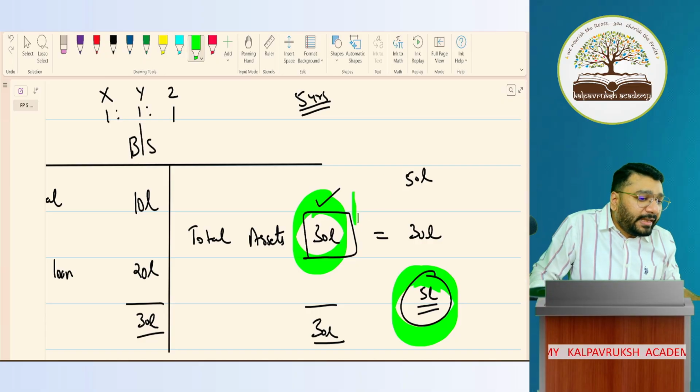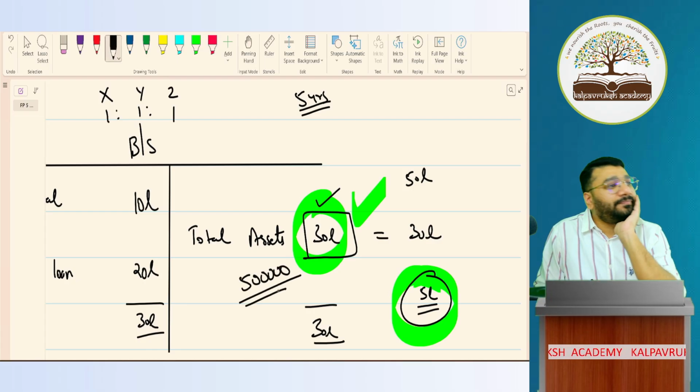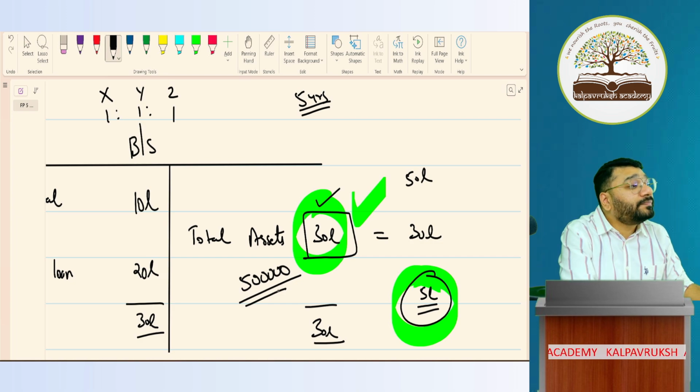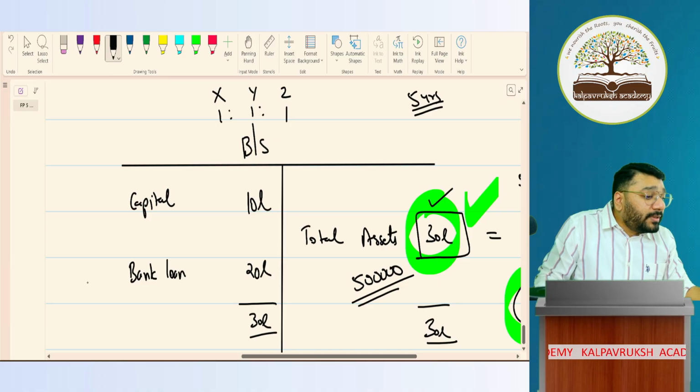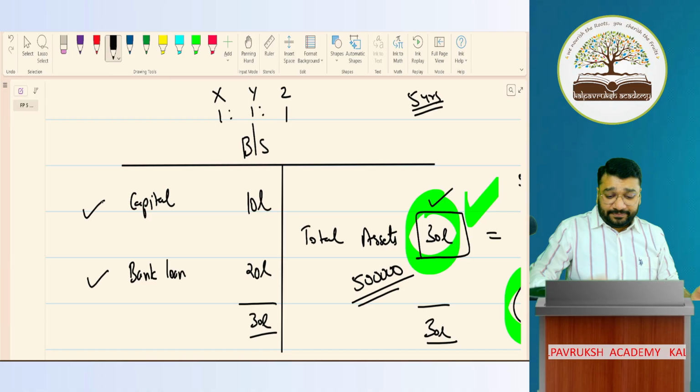You sold all 30 lakh worth of asset. How much cash have you got now? Only 5 lakh. With this 5 lakh, what will you do? You have to settle the bank loan and the partners' capital. Whom will you give the money first?